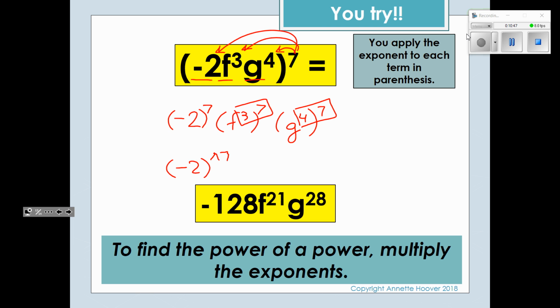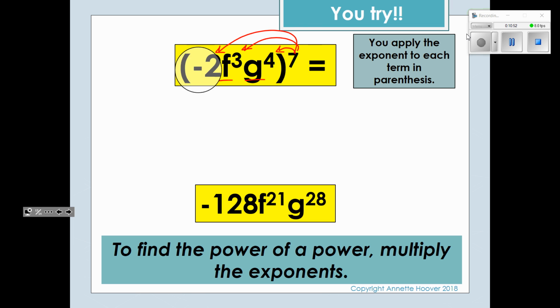Okay, so remember, when you're doing power of powers, you're going to multiply the exponents. And if there is more than one base inside the parentheses, make sure you apply it to each of the bases. And that ought to get you. Good luck.